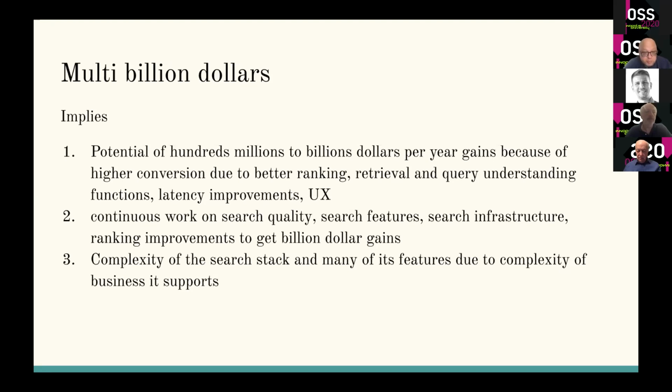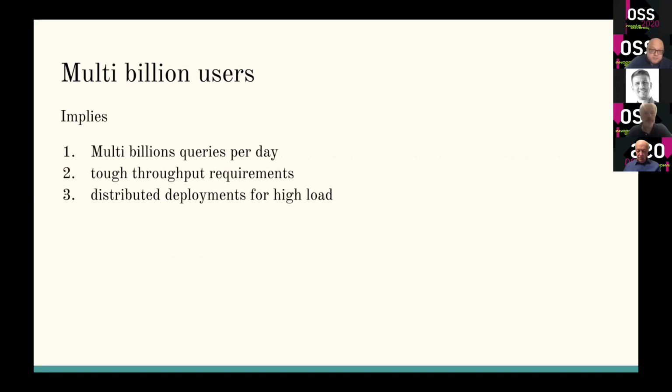And it also implies continuous work on search quality, search features, search infrastructure, and ranking improvements to get these $1 billion gains, right? And open source is a great help. That's why we will talk about open source in the context of $1 billion businesses. And there is complexity of the search stacks and many features implied. If you have a multi-billion-dollar business, typically it's a complex business. It also implies complexity of the technology serving it. And again, open source helps to deal with this sort of complexity of software.